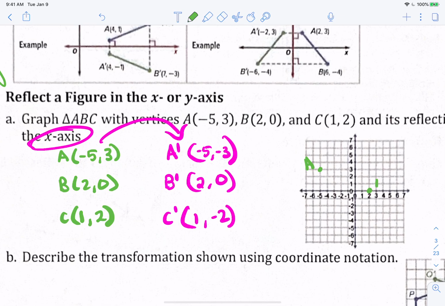2, 0 is B and C is 1, 2. This is a weird little triangle thing.